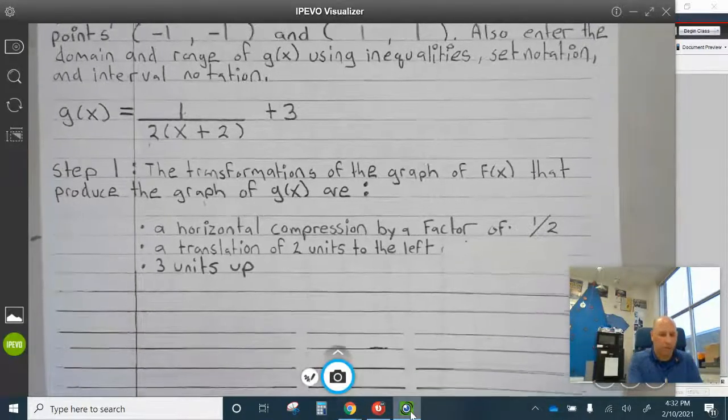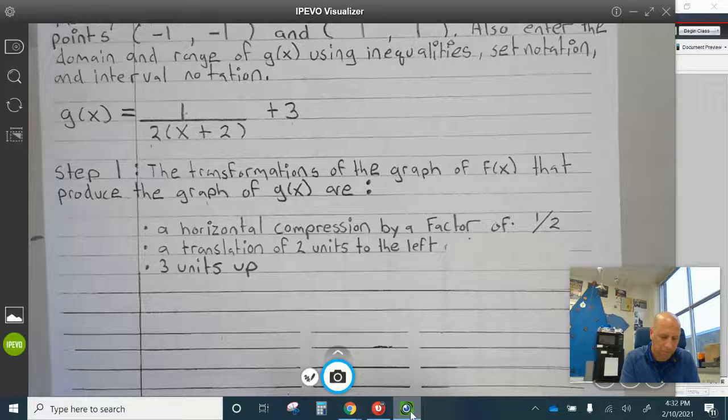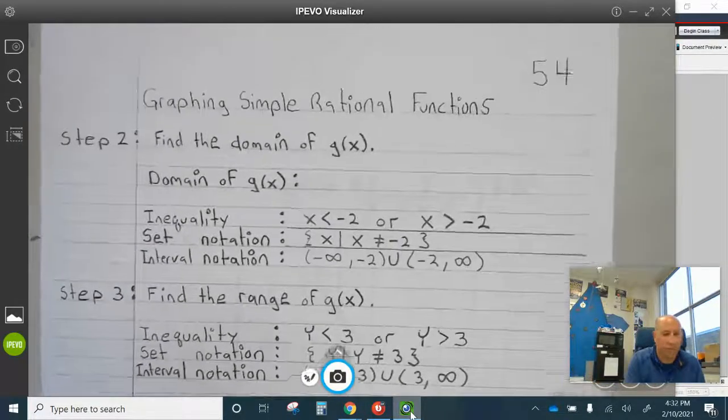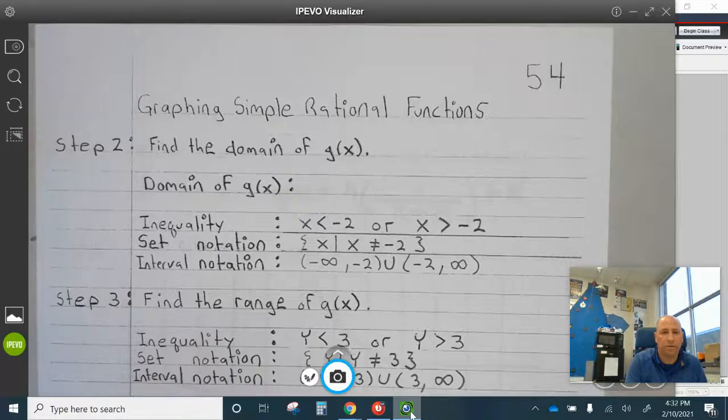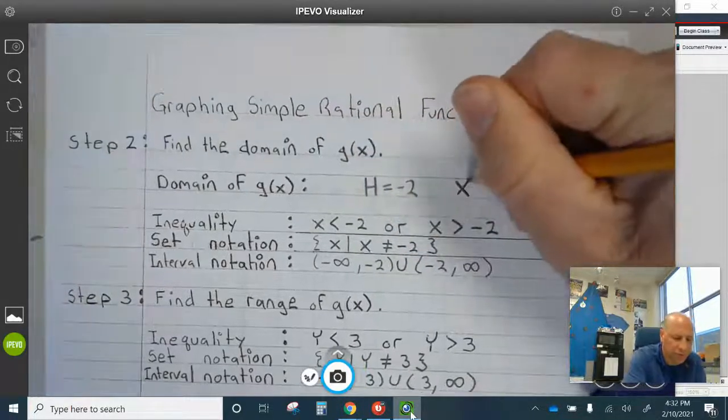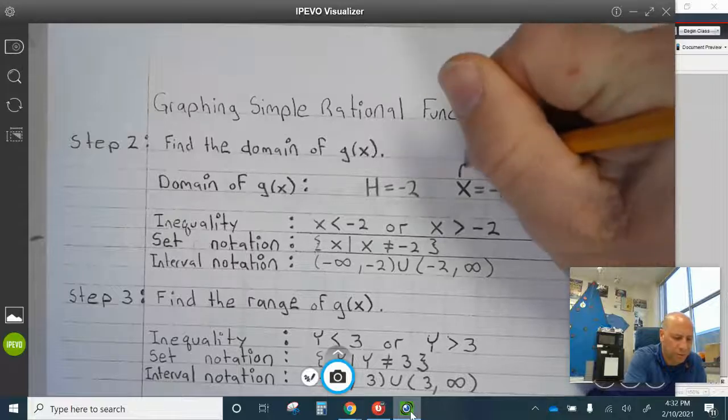Go ahead and finish up step 1. All right, step 2. Find the domain of g of x. So the domain of g of x is based on the h value, which is -2, which means you have an asymptote at x equals -2.